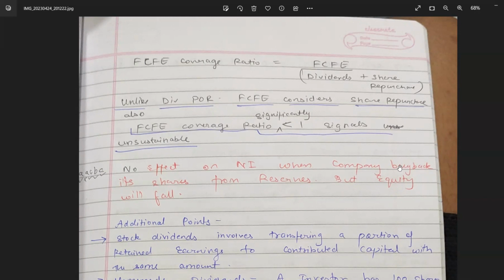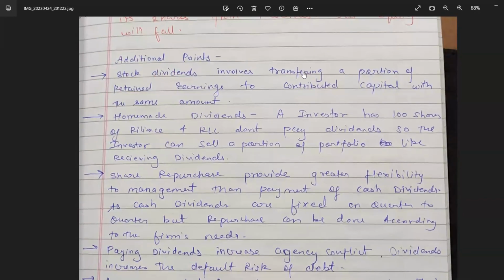There is no effect on net income when a company buys back shares from its cash reserve, but cash will fall. As you know, if you buy back your own shares from the cash reserve, there is no effect on net income unless you issue debt. Stock dividends involve transferring a portion of retained earnings to contributed capital in the same amount. With a stock dividend, the market cap remains the same. It's like giving stock instead of giving cash as a dividend.